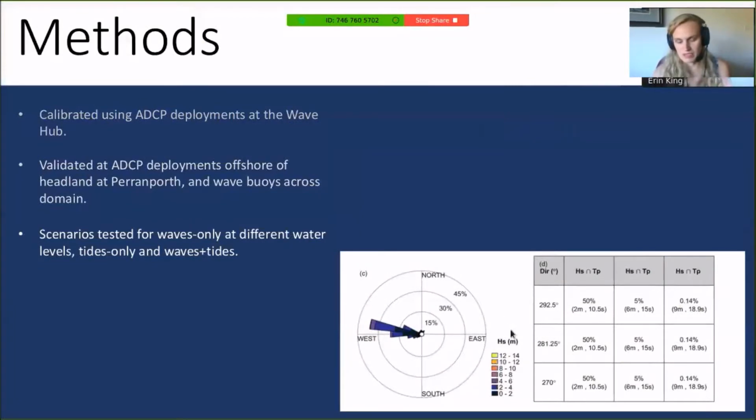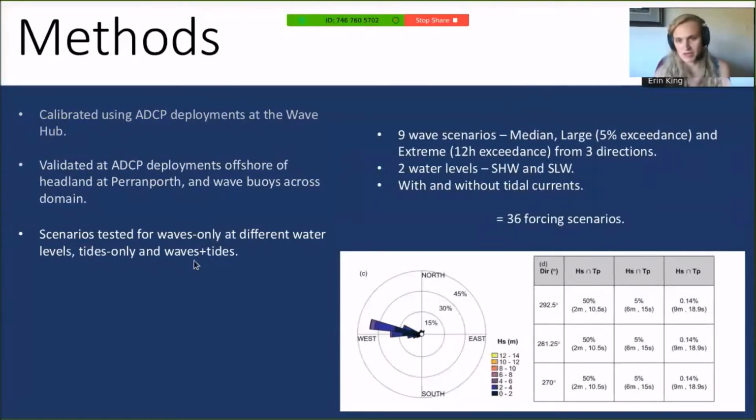Nine scenarios were tested. We tested waves only at different water levels, tides only, and waves and tides. So, nine wave scenarios: medium waves, 50% exceedance, large waves at 5% exceedance, and extreme waves at 12-hour exceedance from 3 different directions, gives the 9 wave scenarios. There are 2 water levels, spring high and spring low water, and with and without tidal currents, giving 36 forcing scenarios.